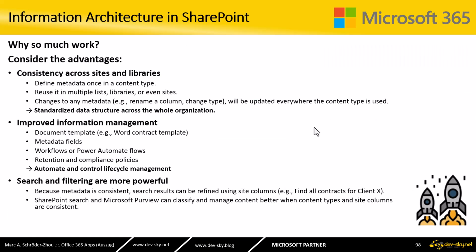And next, the question, why so much work? Consider the advantages. Consistency across sites and libraries. Define metadata once in a content type. Reuse it in multiple lists, libraries, or even sites. Changes to any metadata will be updated everywhere the content type is used. This means standardized data structure across the whole organization.